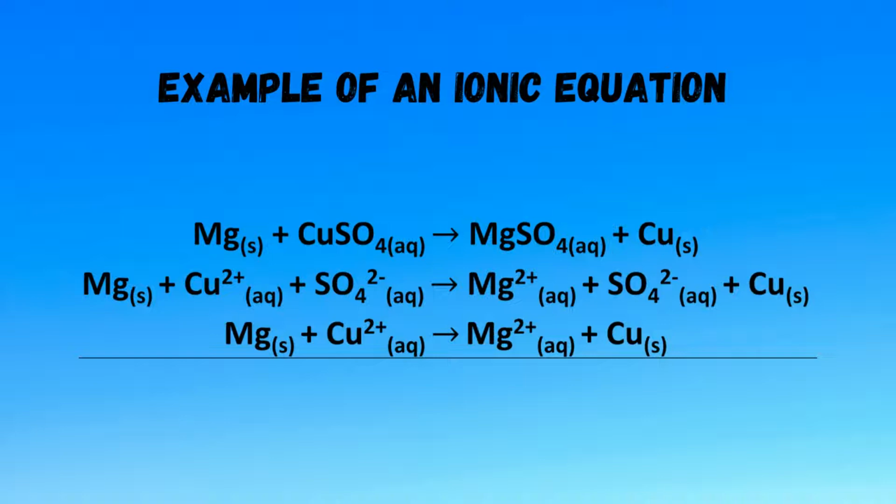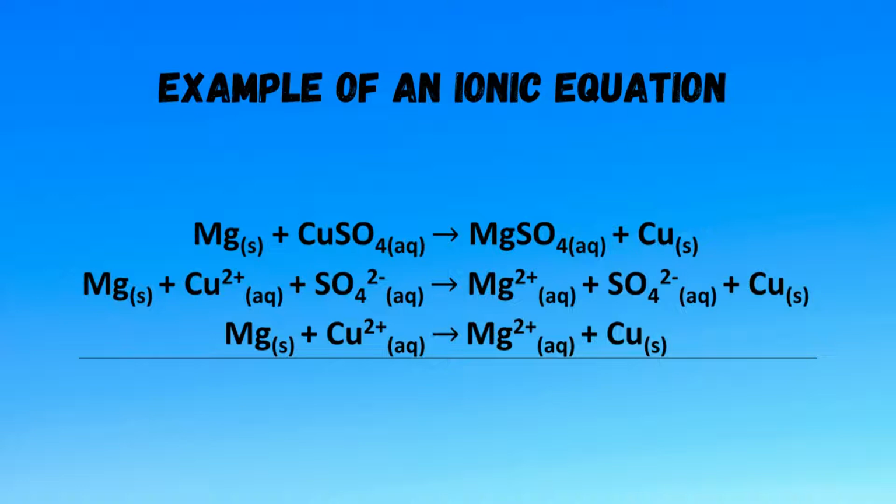Magnesium plus copper sulfate gives magnesium sulfate plus copper. As you can see here, magnesium and copper are solids. The other compounds, copper sulfate and magnesium sulfate, are aqueous, so they dissociate into their ions, forming Cu2+ and SO4 2- and Mg2+ and SO4 2-. As you can see, SO4 2- is present on both sides and they are called spectator ions, so they get cancelled. So while writing the final ionic equation, there is no need to include SO4 2- ions.